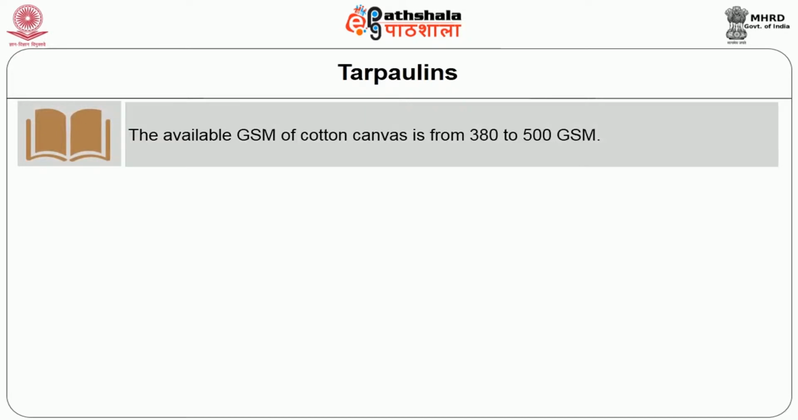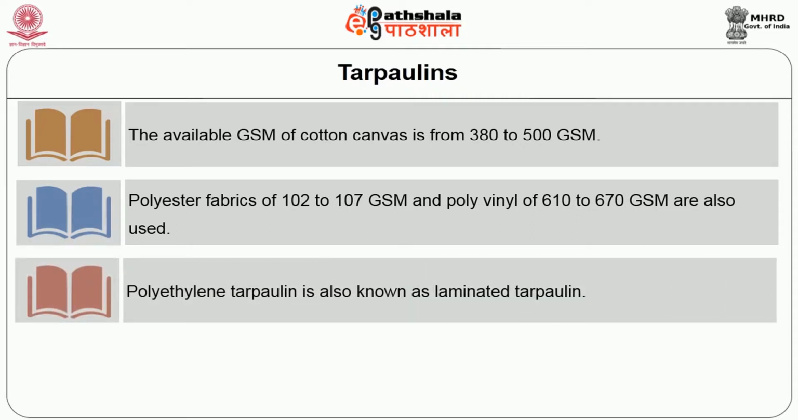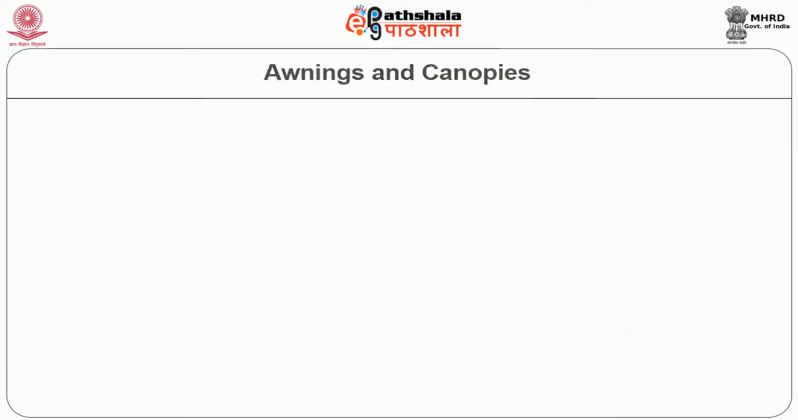The available GSM of cotton canvas is from 380 to 500. Polyester fabric GSM varies from 102 to 107, and when polyvinyl is used its GSM is 610 to 670. Polyethylene tarpaulin is also known as laminated tarpaulin. They are comparatively cheaper than cotton canvas tarpaulin.